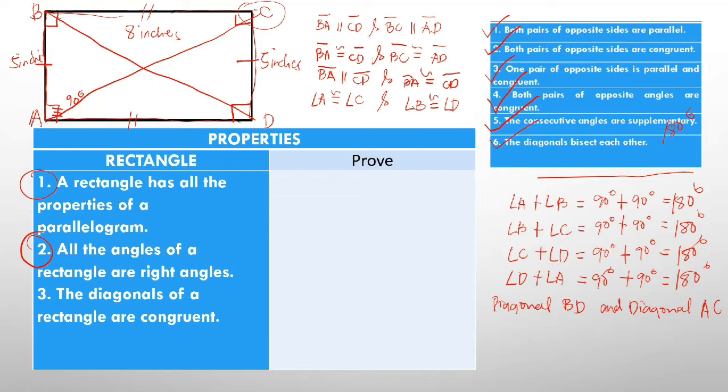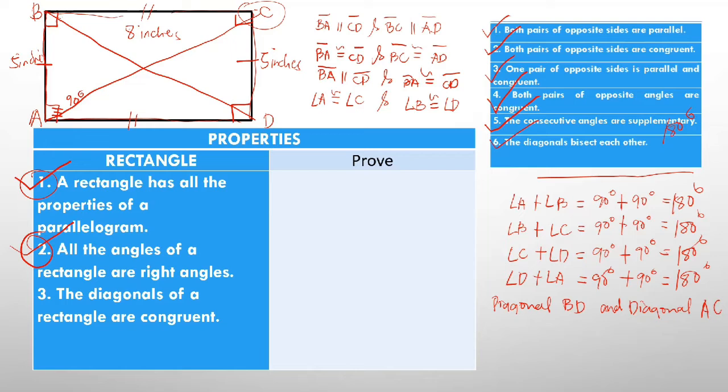Okay? Now, we are done with property 1 ng ating rectangle, which is that a rectangle has all the properties of a parallelogram. Next, we have the properties of a rectangle, which is that all angles of a rectangle are right angles, which we have also shown a while ago. And now let's proceed with our third. The diagonals of a rectangle are congruent.